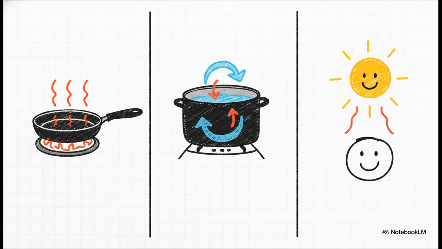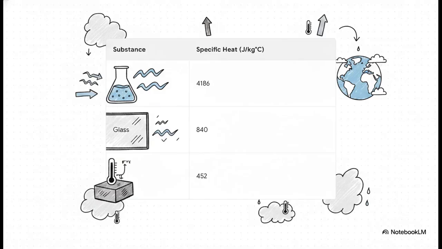And third is radiation, which transfers heat via electromagnetic waves without needing any medium at all, like feeling the sun warming your face. So whenever friction occurs in a machine, kinetic energy is effectively taxed and bleeds out into the surrounding environment through these exact methods. And what's wild is that different materials absorb this heat tax very differently. This is a property known as specific heat.